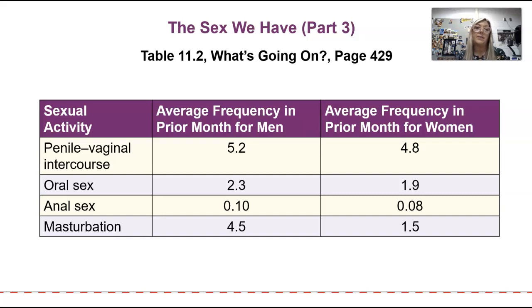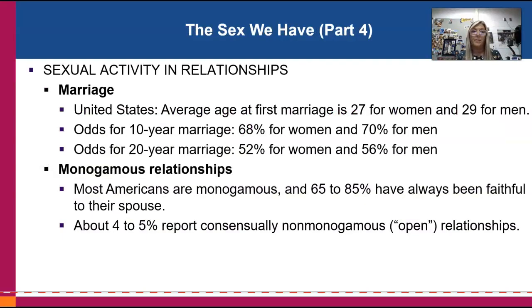Okay, the sex we have. So what's going on? This is on page 429, more in depth related to this chart. For penile-vaginal intercourse, the average frequency in a month for men is 5.2 and for women, it's 4.8. For oral sex, 2.3 for men and 1.9 for women. Anal sex is only 0.10 for men, and then 0.08 for women. And then masturbation, 4.5 for men. It's statistically significant between men and women on that spectrum.